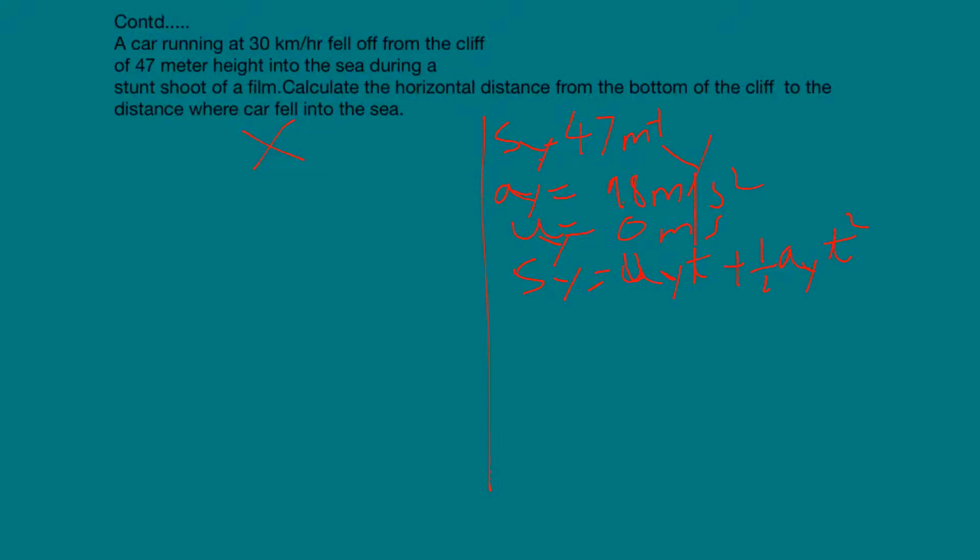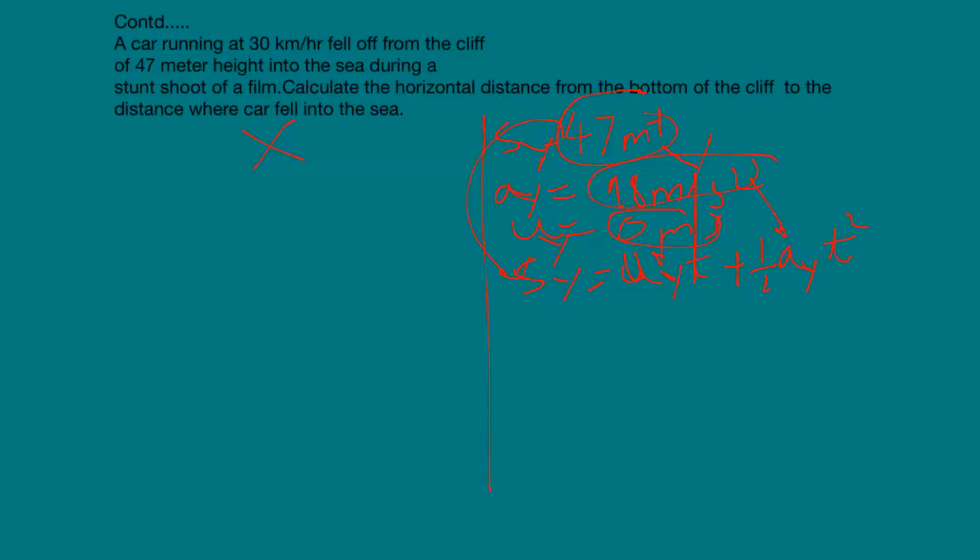So you can see sy is 47, so we will substitute all these values. 47 we will put here, and acceleration we will put here, and this 0 meters per second we will put here, and we will solve.